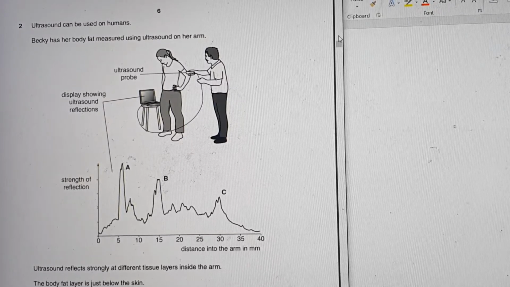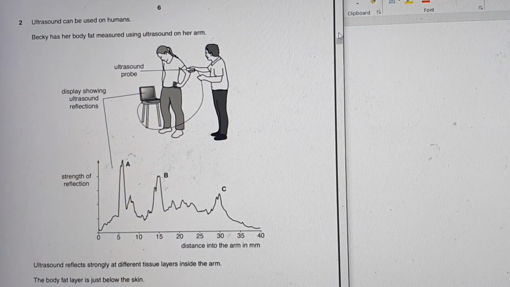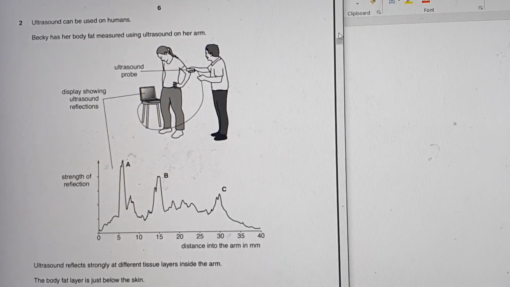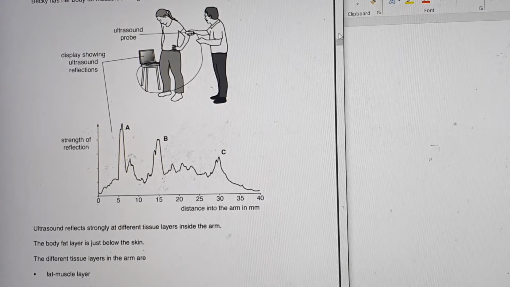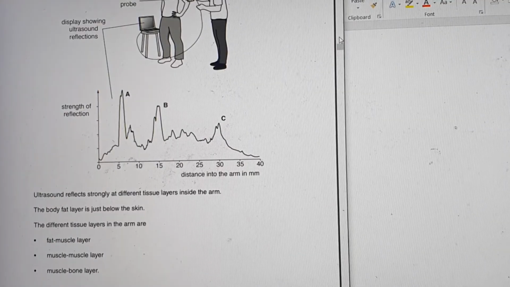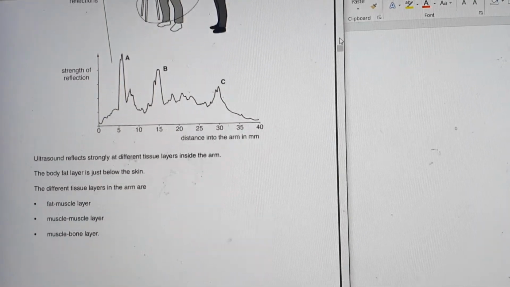All right, let's have a look at this question. Ultrasound can be used on humans. Becky has her body fat measured using ultrasound on her arm. Ultrasound reflects strongly at different tissue layers inside the arm. The body fat layer is just below the skin. The different tissue layers in the arm are the fat-muscle layer, the muscle layer, and the muscle-bone layer.